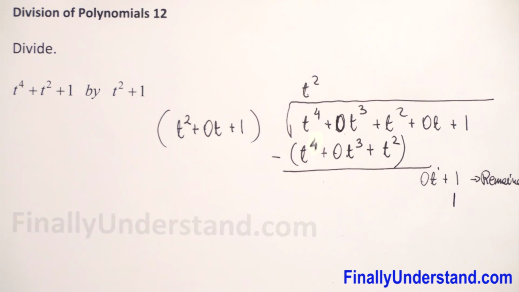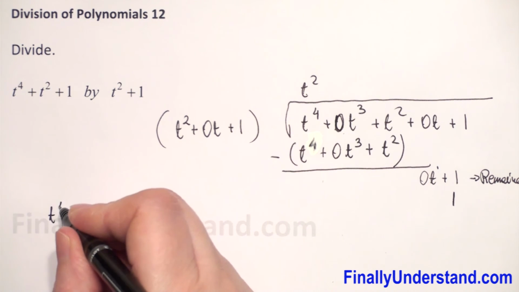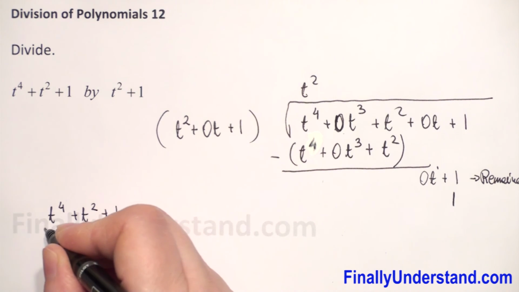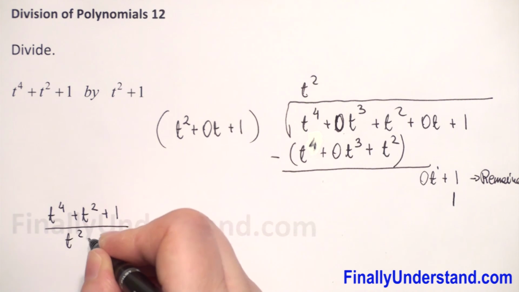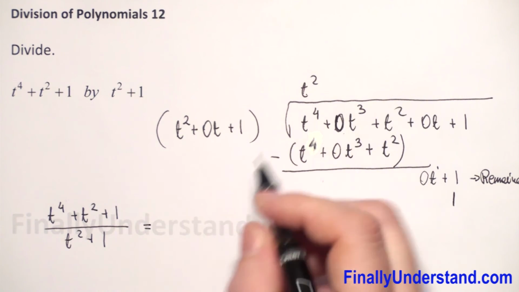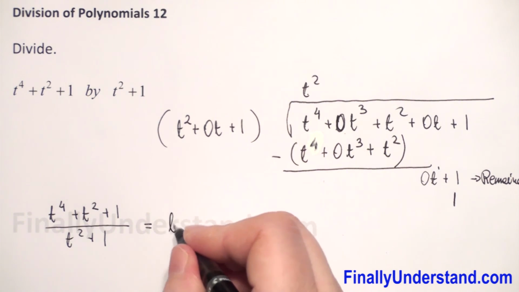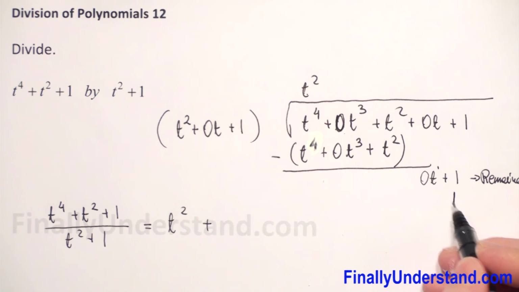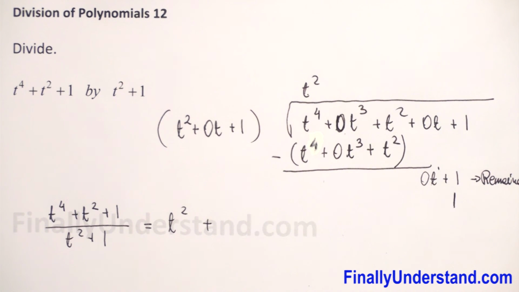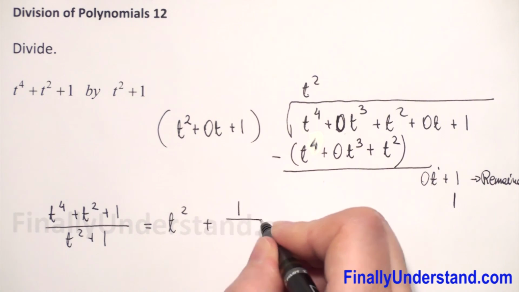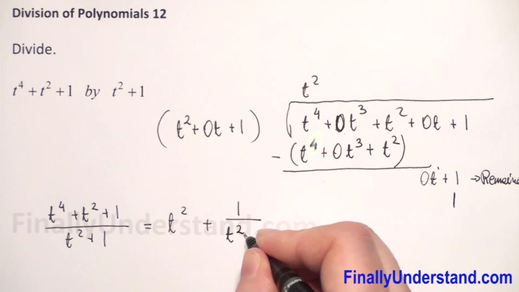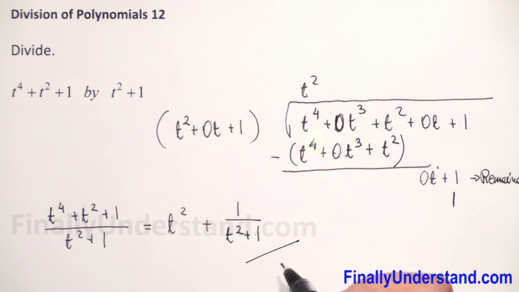So we can rewrite our solution: t to fourth power plus t squared plus 1 divided by t squared plus 1 is equal to whatever we have on the top, t squared, plus our remainder. Our remainder is 1 because 0 times t is 0, we don't have to write. So we have 1 over our divisor t squared plus 1. This is my solution.